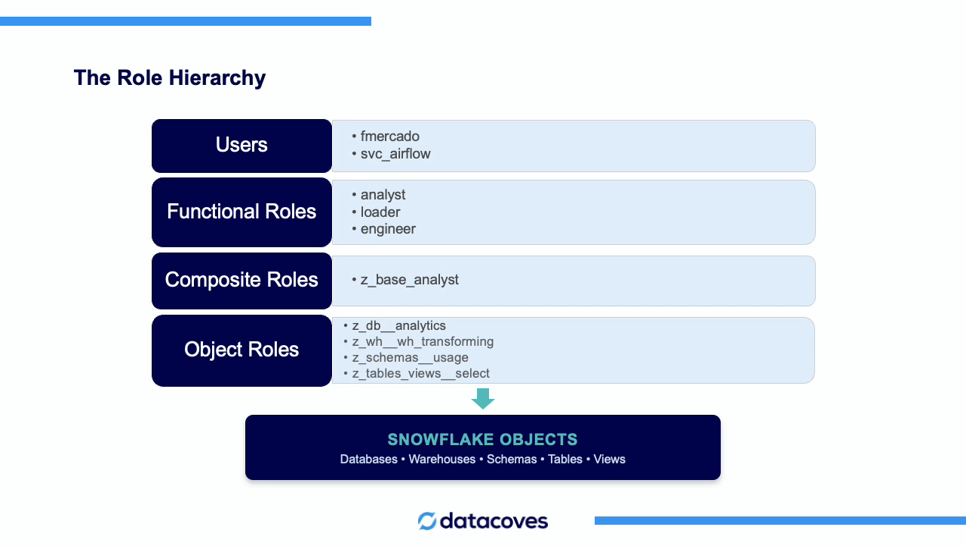And at the top, users. Each user gets 1 or more functional roles. The win: when you add a new database, you create 1 object role for it and plug it into the composite roles that need it. You never touch the functional roles or the users. That's how this scales. Okay, let's build it.